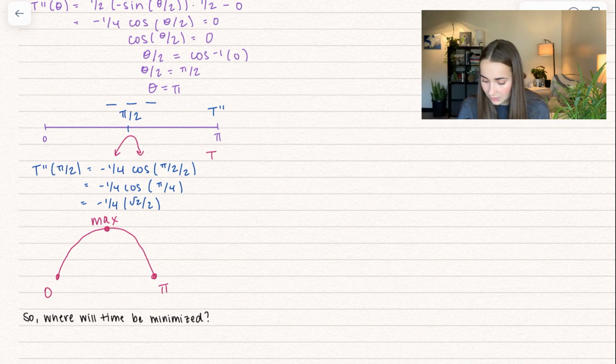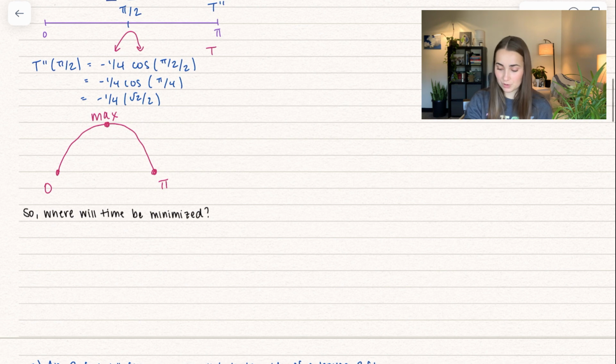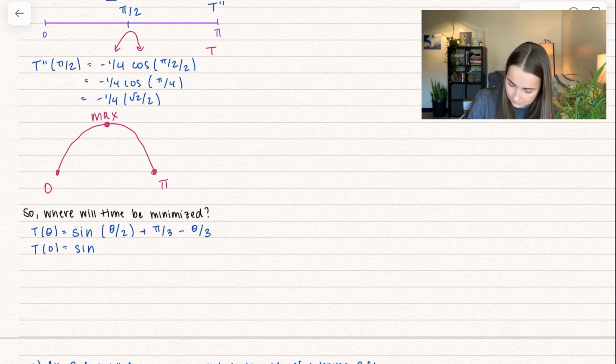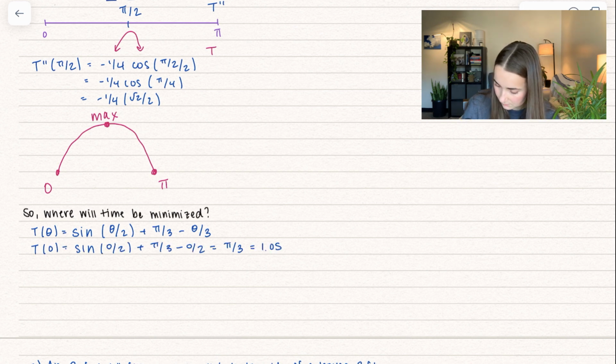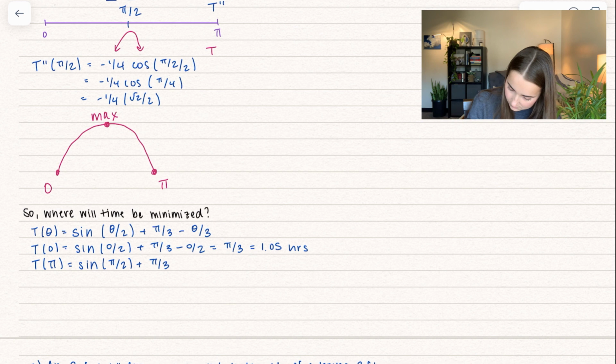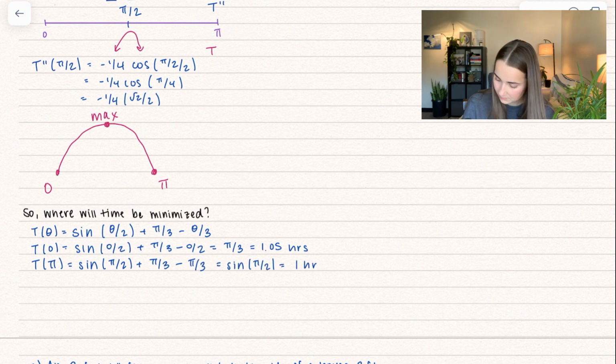So let's go ahead and plug those back into our original function. I'm going to rewrite it. Let's plug in our endpoints. Okay, so if we look at the difference between these two values, first we got a value of 1.05 hours, and then we got 1 hour. So as we can see, our time is optimized when our angle is equal to pi.